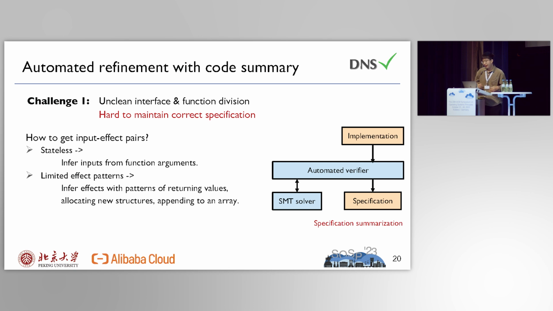We want to mention that finding a one-size-fits-all specification summary solution is very difficult, and we leverage the stateless property and limited effect pattern property of the DNS authoritative engine. Thanks to the stateless property, we can infer the inputs without internal memory states. And because of the limited effect patterns, we can infer the effects with several limited patterns. The properties are based on the observation of our code base, and the techniques are domain-specific from the properties. For more discussion, please refer to our paper.